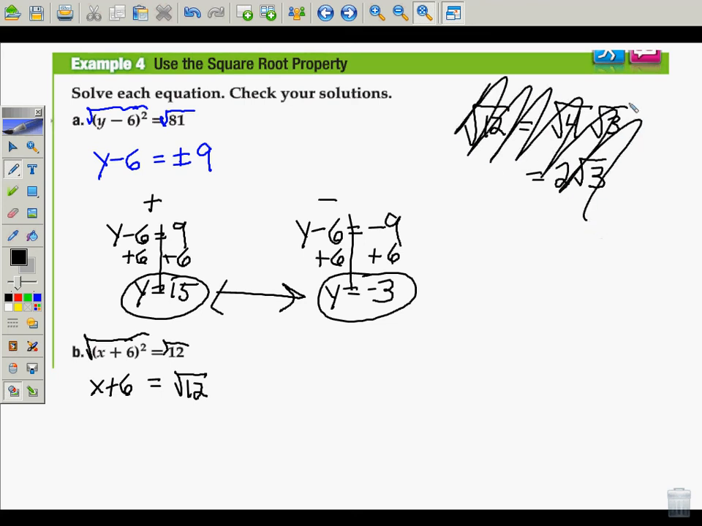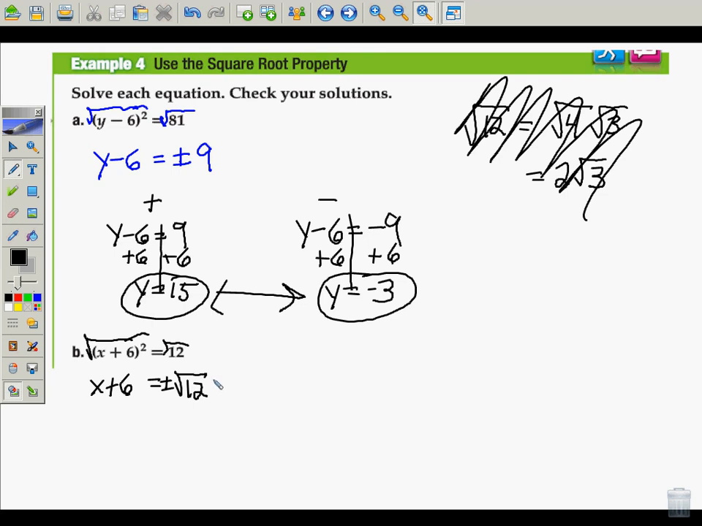And so I get x plus 6 equals plus or minus the square root of 12. Because remember, we could have a positive square root of 12 or a negative square root of 12. Also, don't write this as a decimal because these are irrational numbers. And if you remember, an irrational number never repeats and never ends. So you can never accurately show a square root with a decimal. You'll always be missing something at the end.